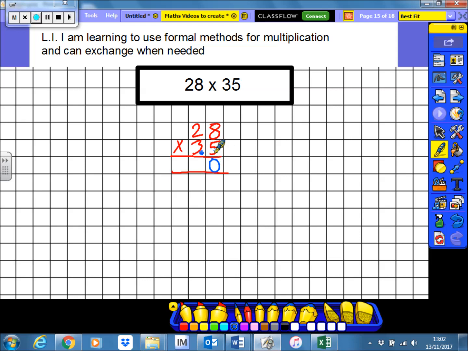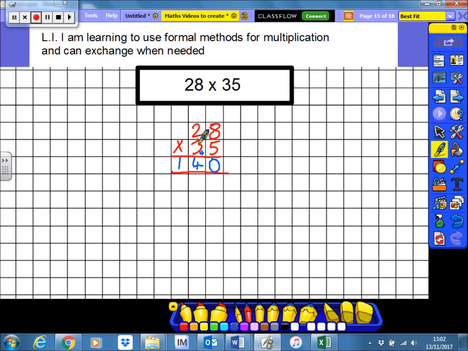Next, I do 5 times 2, which is 10, but then I have to add on this 4, so I actually have 14 there. So the answer to 5 times 28 is 140. That's me dealt with the 5. The 5 now doesn't need to be worried about anymore. Now I'm going to start concerning myself with the 3 here. So I'm going to be using my 3 times table for the next few calculations.